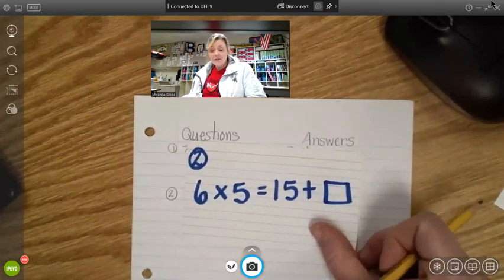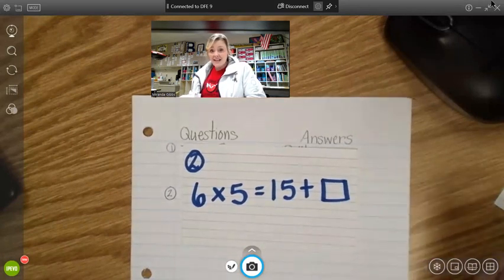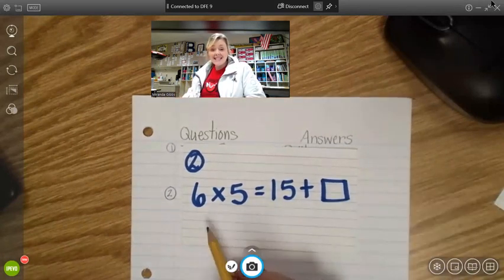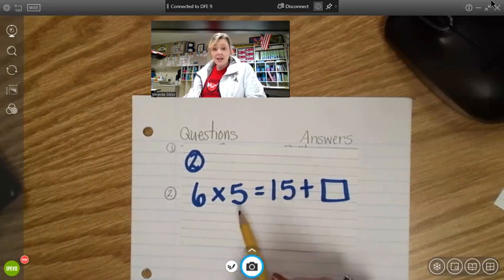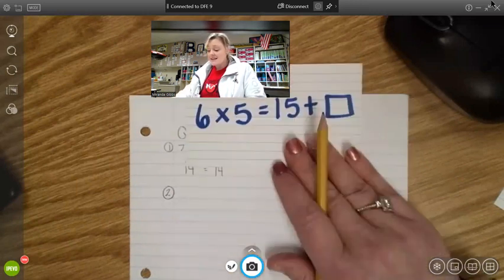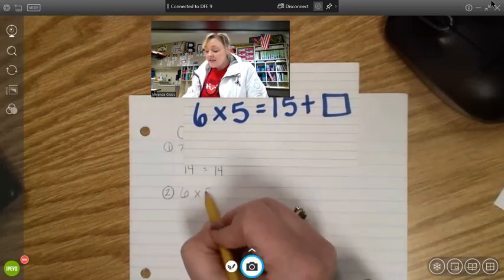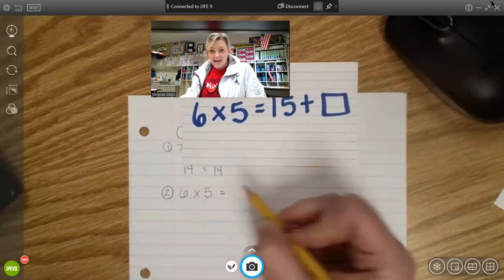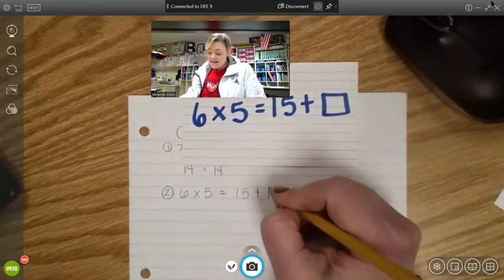Number 2. The second math challenge question looks like this. Go ahead and pause the video and solve it on your own. All right, if you're ready to check your work, we have 6 times 5 is the same as 15 plus what? So we need to solve the side that doesn't have an unknown, just like this. 6 times 5 is the same as 15 plus something.